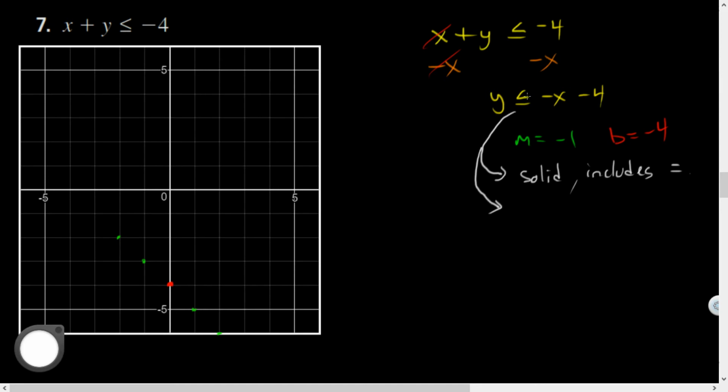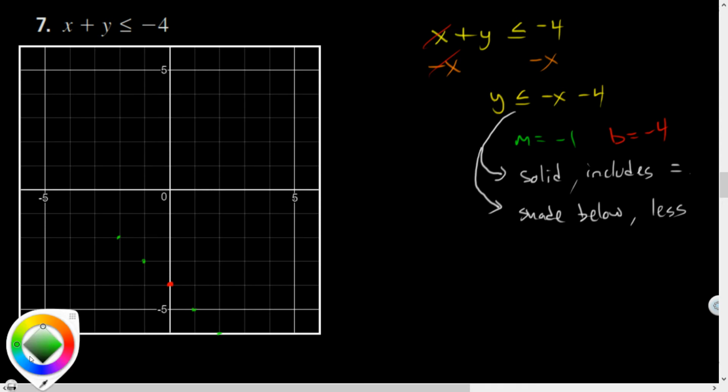Also, it's less than. Now this is saying y is less than. So which way should I shade? Left, right, down, below, above, diagonal? Less than for y will be shaded below. Yep, because it was less than. Okay? So, this is going to be a solid line.